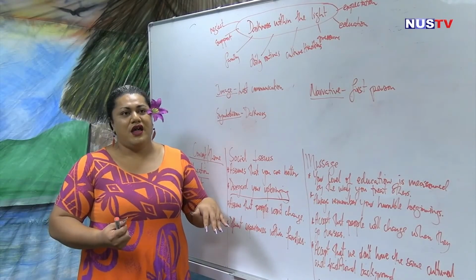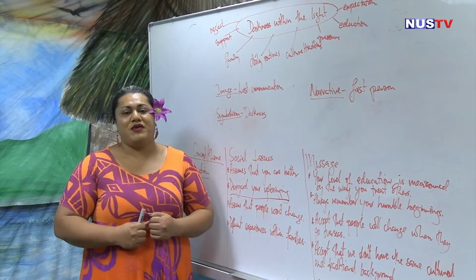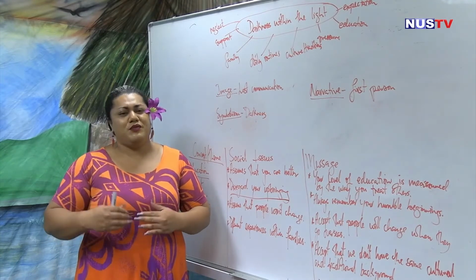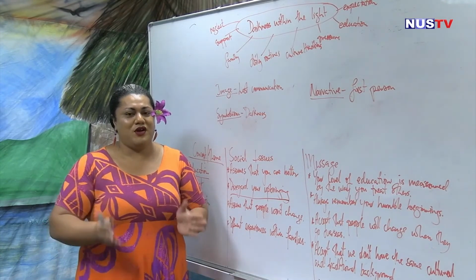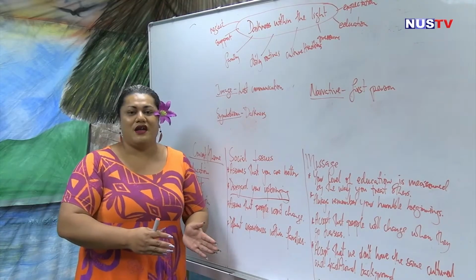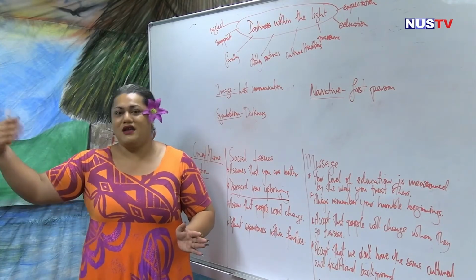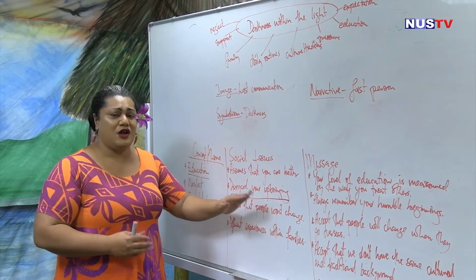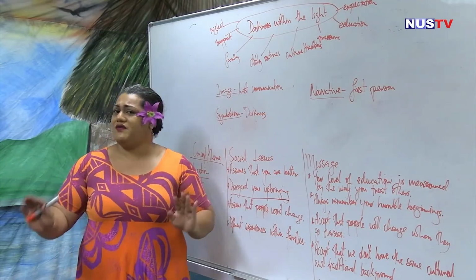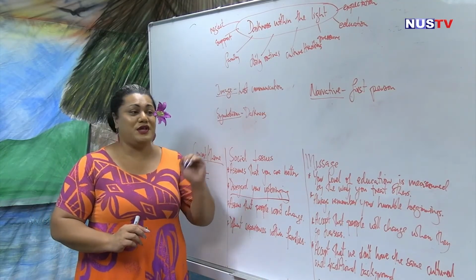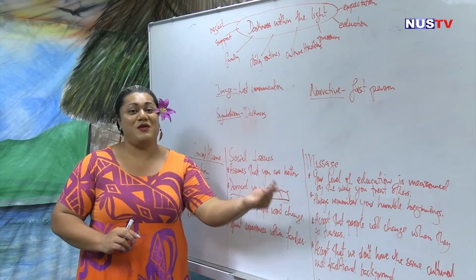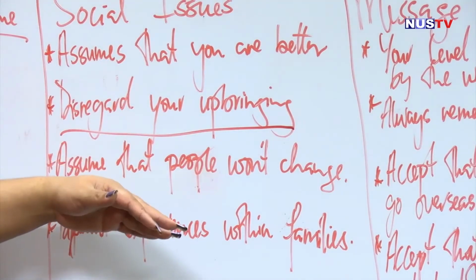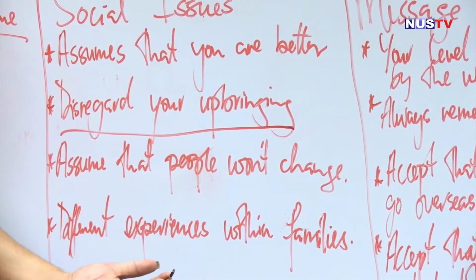For example, if I grew up in Falealili and I moved to Apia to go to school, people assume that because I'm living in Apia, I do not remember my humble upbringing in Falealili. And this is what we normally do. We assume so many different things about people because we try to compare them to us. And it is a problem because we assume that people won't change.